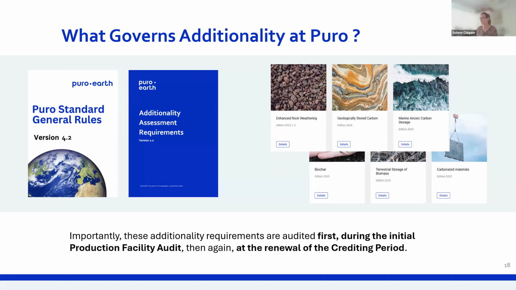All of these documents shown here on the screen can be found in our library on our website. So if you really want to go into the very specific details and rules, you can go on our website and download these documents. Something important to note is that at Puro, additionality gets audited first at the very beginning of what we call the crediting period, during the first audit, the production facility audit. And that additionality gets audited again at any renewal of that crediting period.